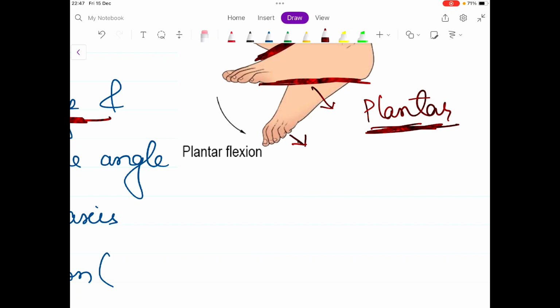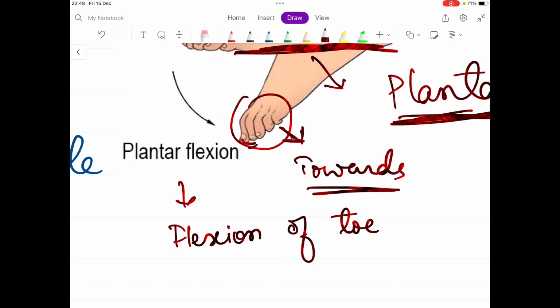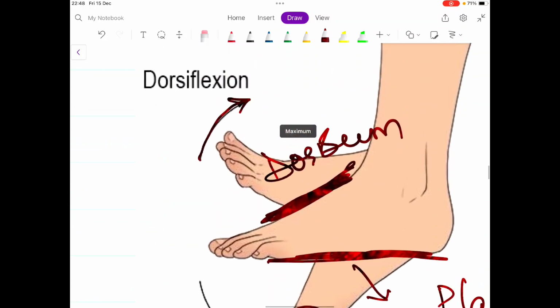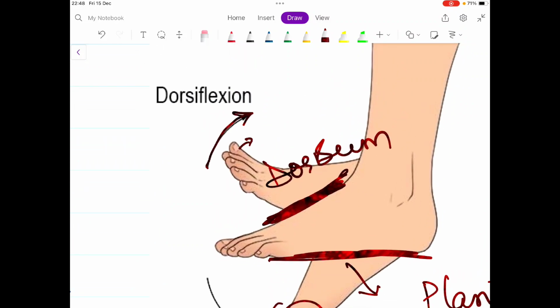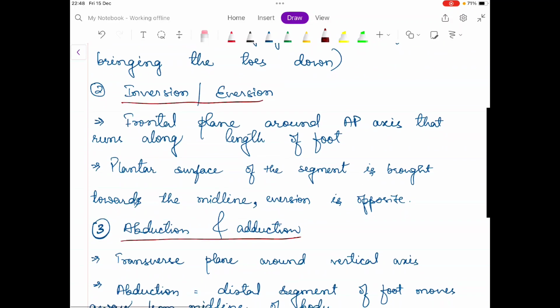As you can see in this diagram, in plantar flexion you move the foot towards the ground. So in plantar flexion there is flexion of the toe. That means you will bend the toe towards the ground, but in dorsiflexion, as you can see here, there is extension of the toe. That means you are bringing the toes towards the tibia bone, towards the lower leg. I hope you understand this concept. This is very easy, not a very difficult thing to understand.